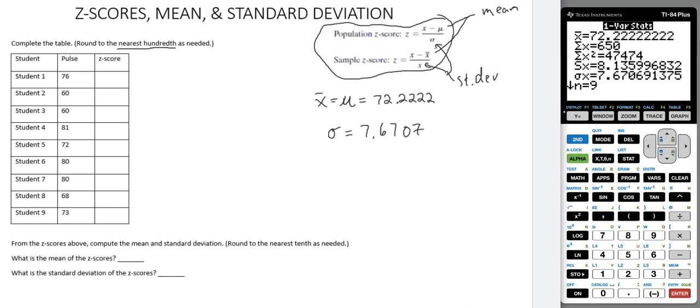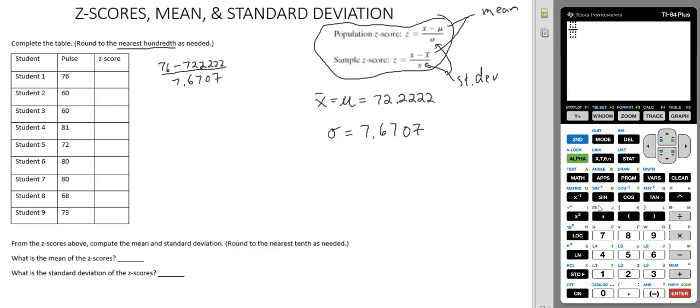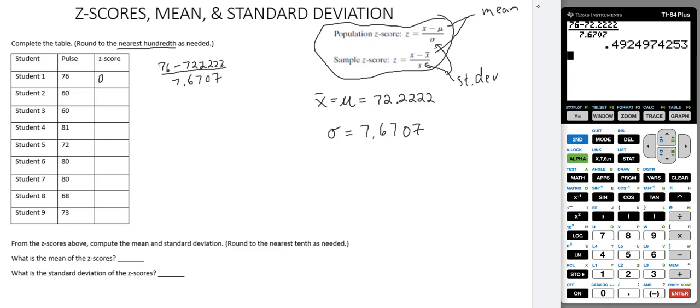All right, so now once we have that, we can plug into the formula. For student 1, we can go 76 minus 72.222 divided by 7.6707. And then we do that again using the 60, and then the 60 and the 60. Putting it into our calculator, I'd go up and hit my F1, grab that fraction, and then do 76 minus 72.2222 over 7.6707. Hit enter, and I get this. So I know the z-score here is 0.49.